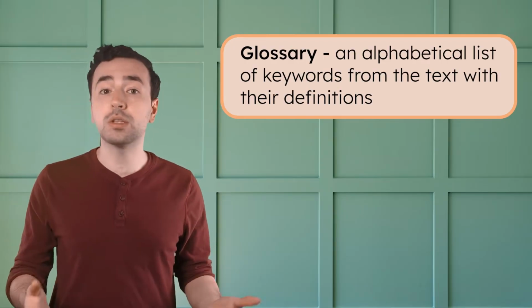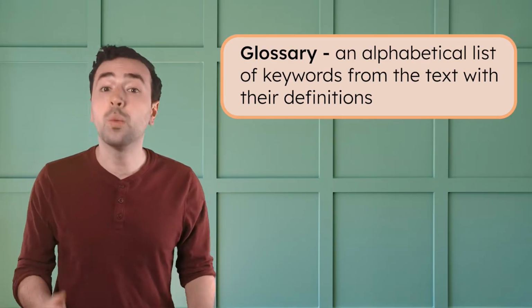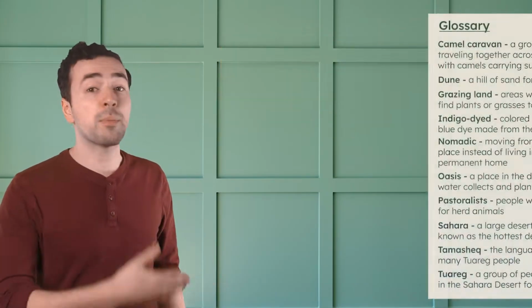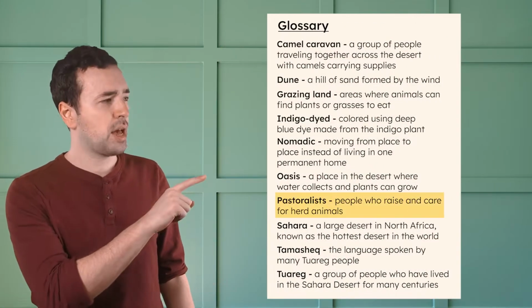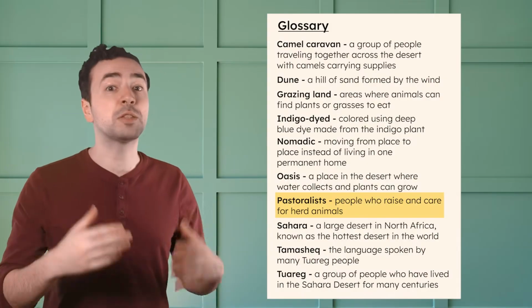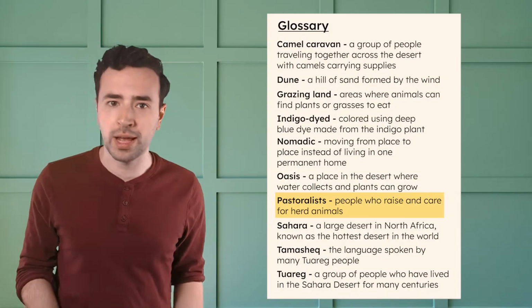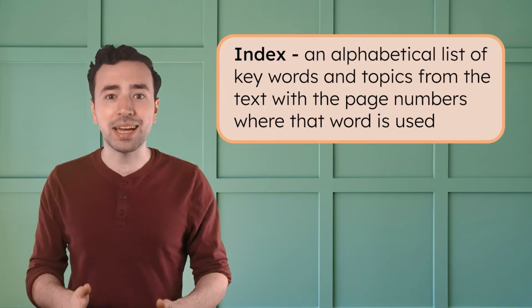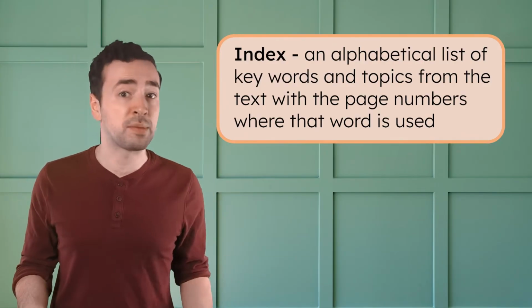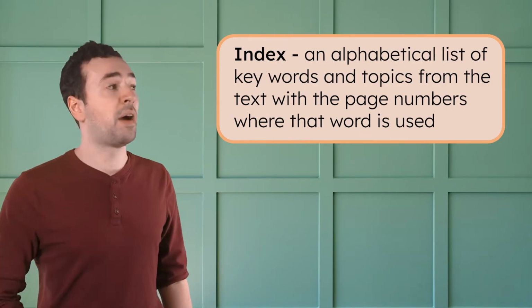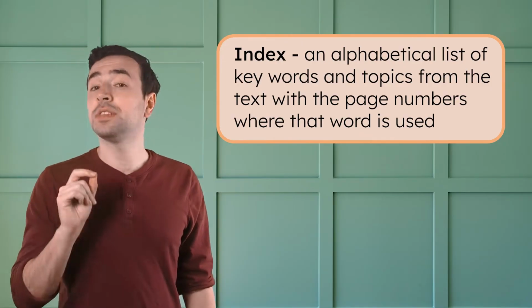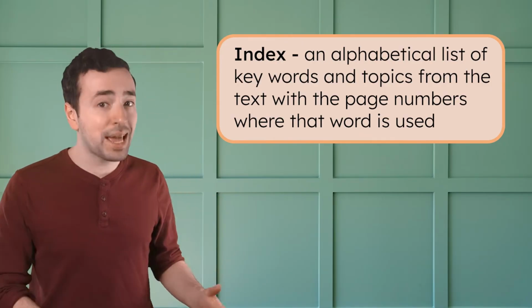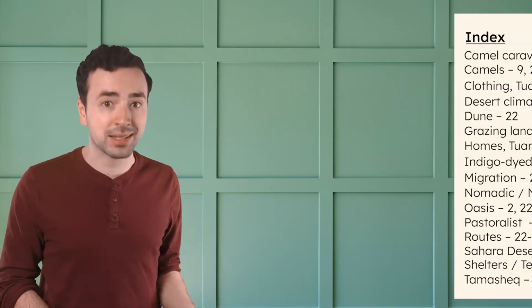It lists keywords from the text in alphabetical order with their definitions. So if we look up pastoralists in the glossary, we find out that it means people who raise and care for herd animals. But what if you want to read more about a topic than just its definition? That's when we use the index. The index is also an alphabetical list of important words and topics from the text found in the back of the book. But instead of definitions, you'll find the page numbers where that word is used in the text.